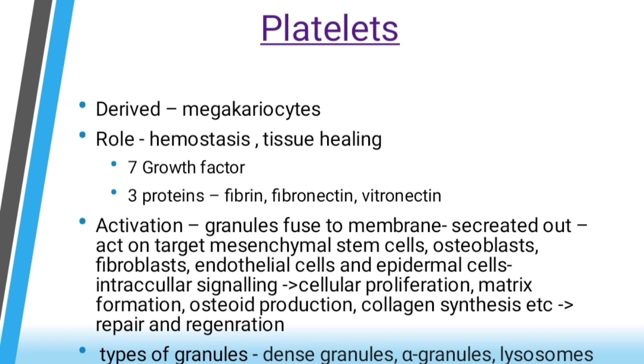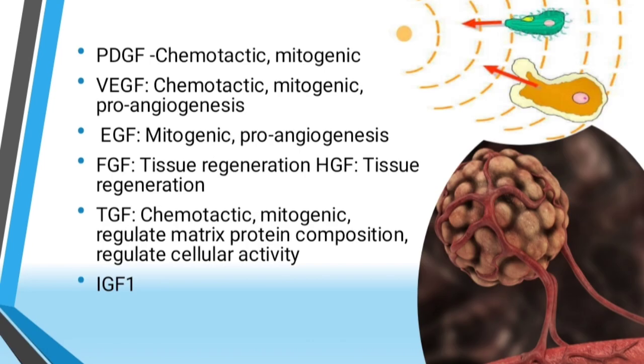The types of granules present in platelets are dense granules, alpha granules and lysosomes. Most of the growth factors produced by platelets are from alpha granules. The growth factors present in platelets are platelet-derived growth factor, vascular endothelial growth factor, epidermal growth factor, fibroblast growth factor, transforming growth factor, and insulin-like growth factor 1.